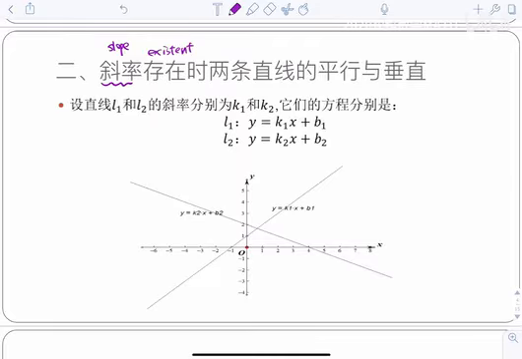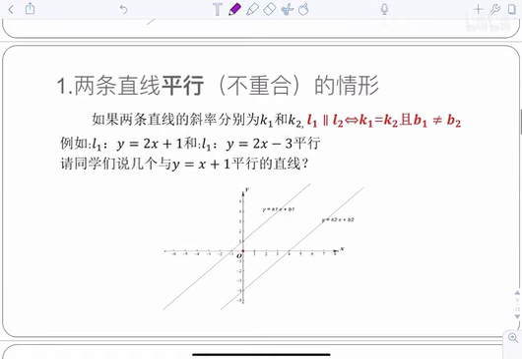So I tell you the straight lines L1 and L2. Their slopes are K1 and K2. So the equation is L1: y equal to K1x plus B1, and L2: y equal to K2x plus B2. So this is 斜率. So let's see. When these two lines are parallel but not 不重合, not coincident, it means not the same line. These two lines are parallel but not the same lines.